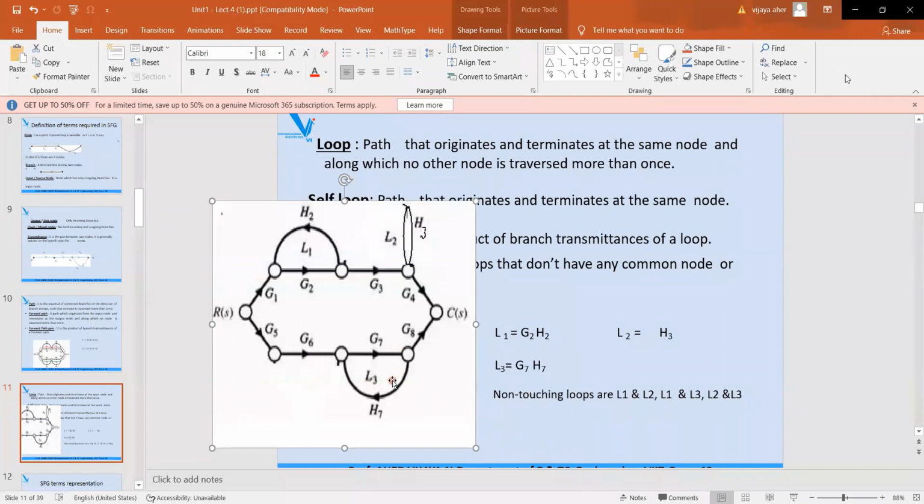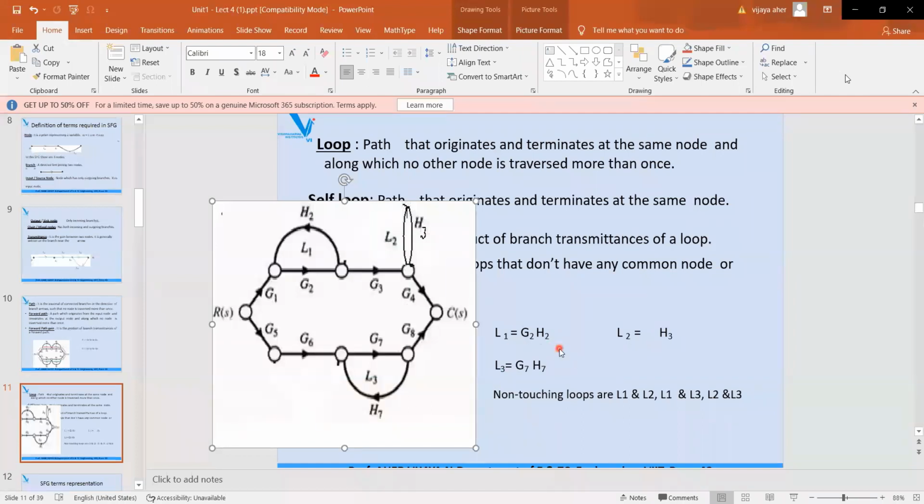Now among them, all three pairs are non-touching: L1 and L2, L1 and L3, and L2 and L3. And you are going to write the equation for the loops L1, L2 and L3 in terms of transmittance, in terms of the transfer function of the feedback element, that is, in terms of G and H. So I have written the equations for L1, L2 and L3 as shown here.